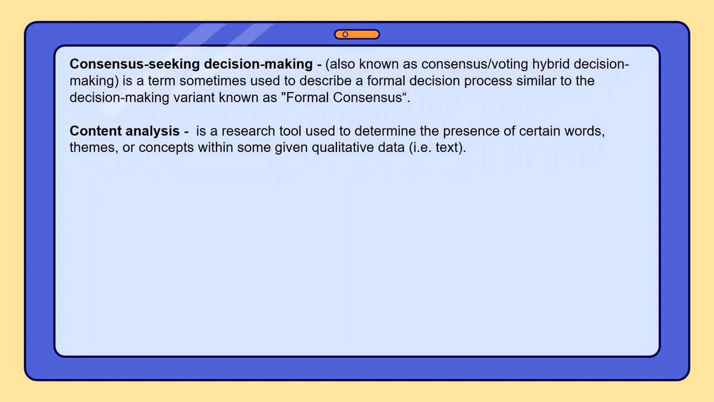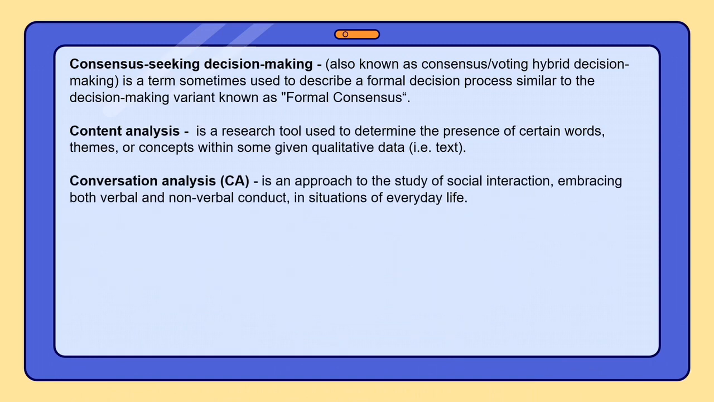Examples is text. From the word itself, content, nilalaman. So, from this analysis, a researcher can quantify and analyze the presence, meanings, and relationships of such certain words, themes, or concepts. Next is conversation analysis, or CA.